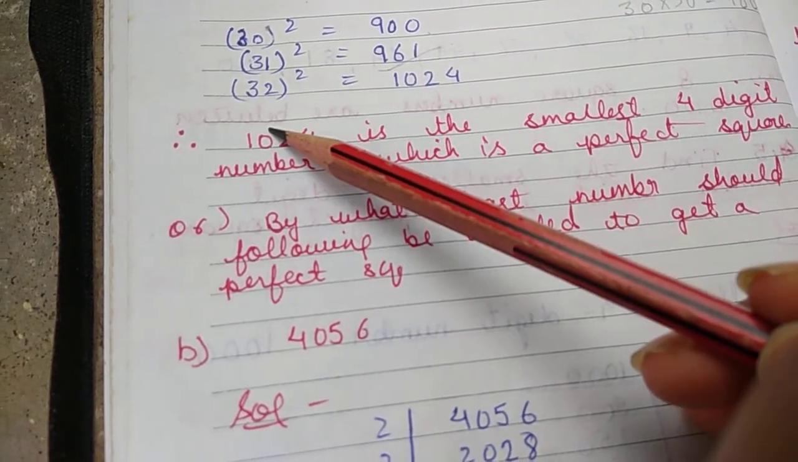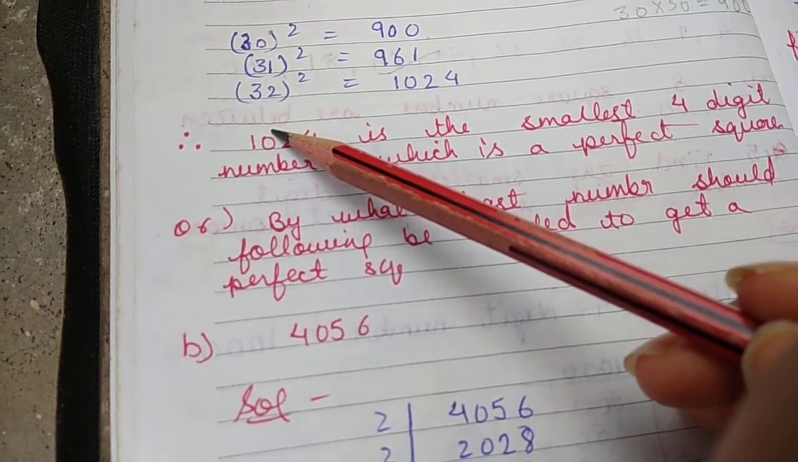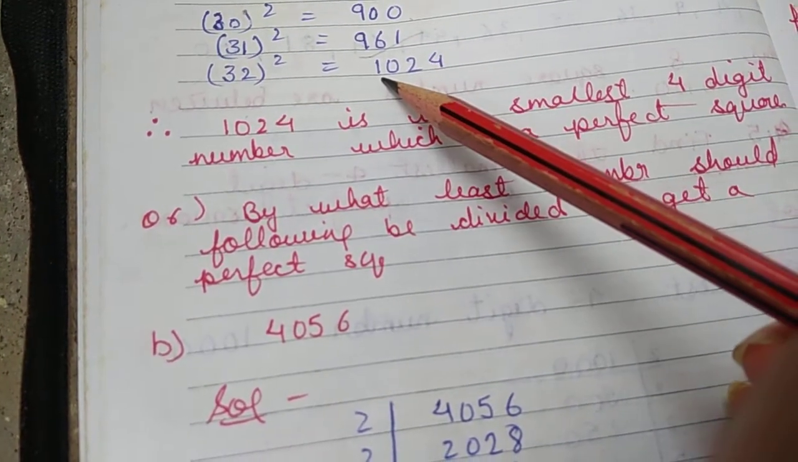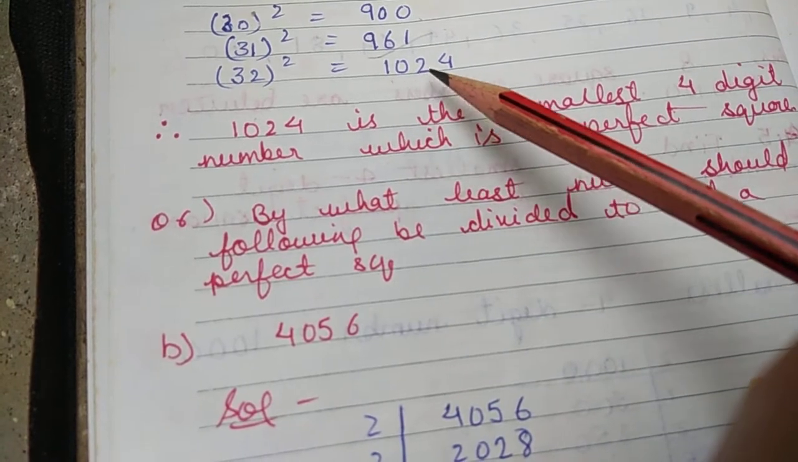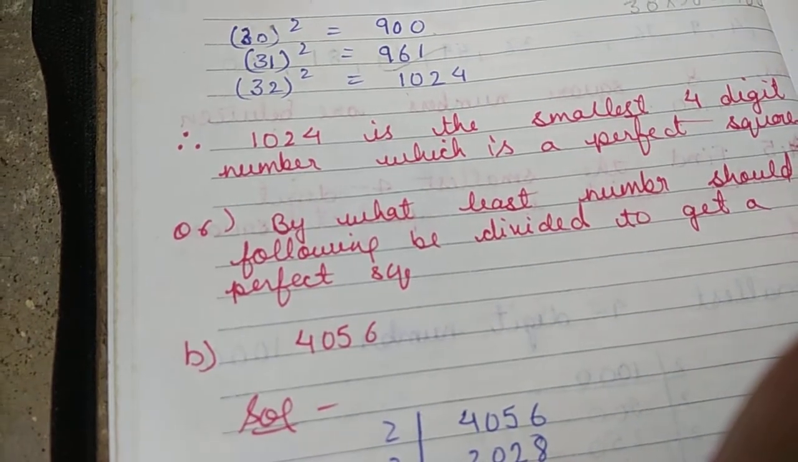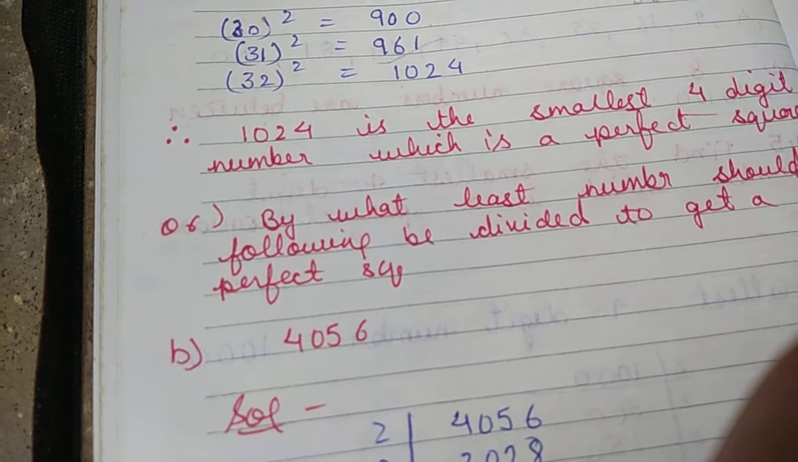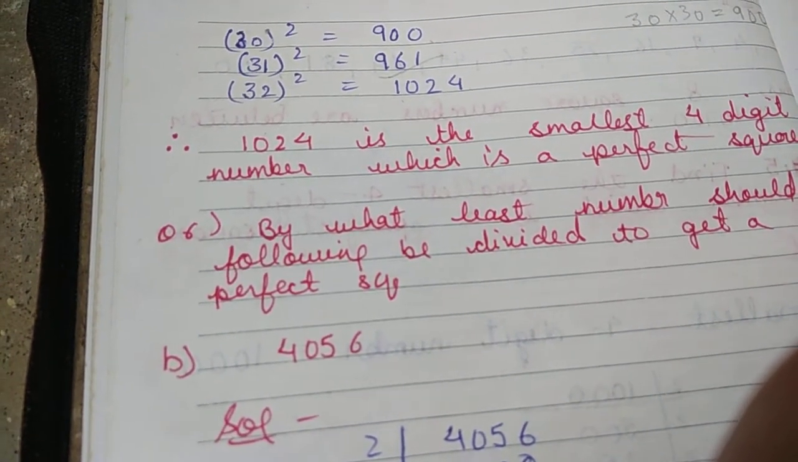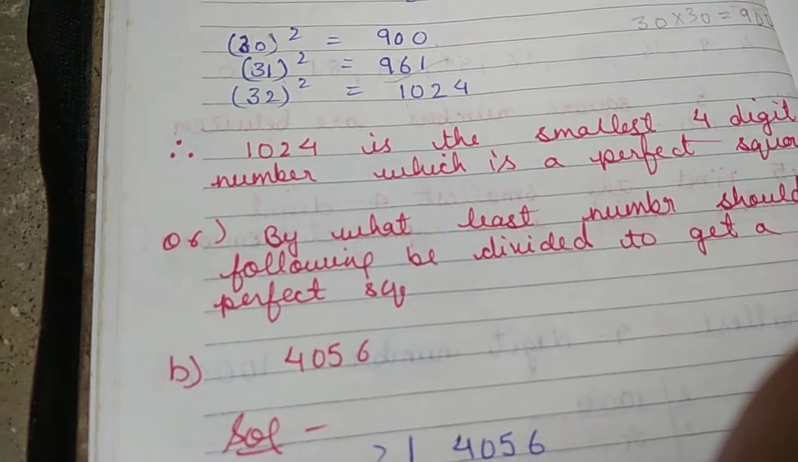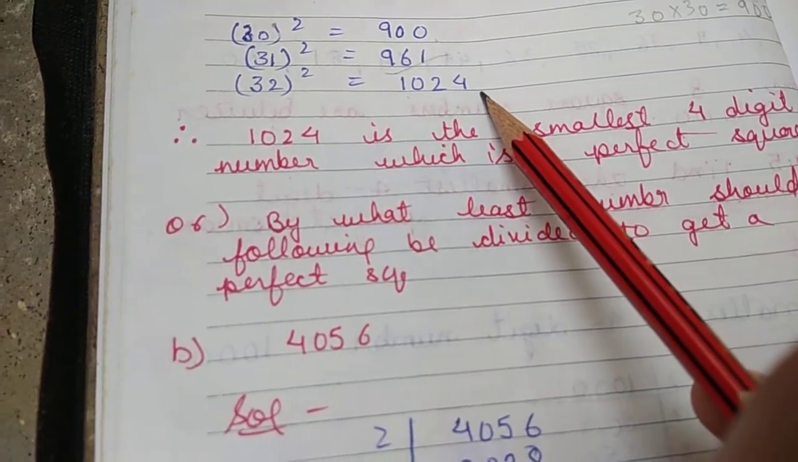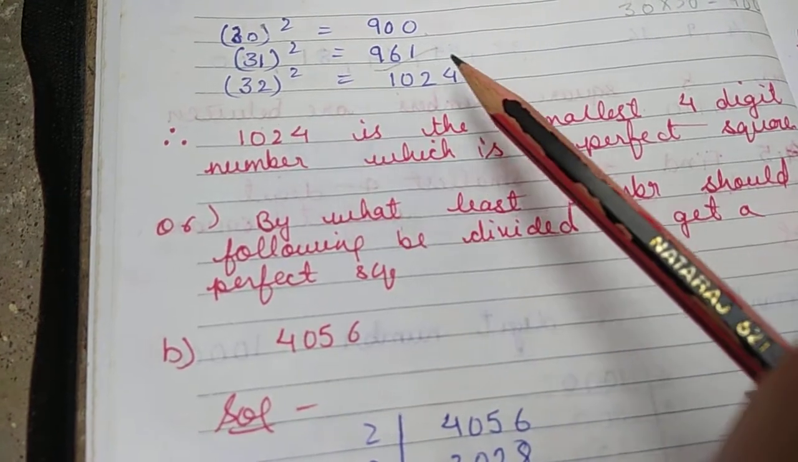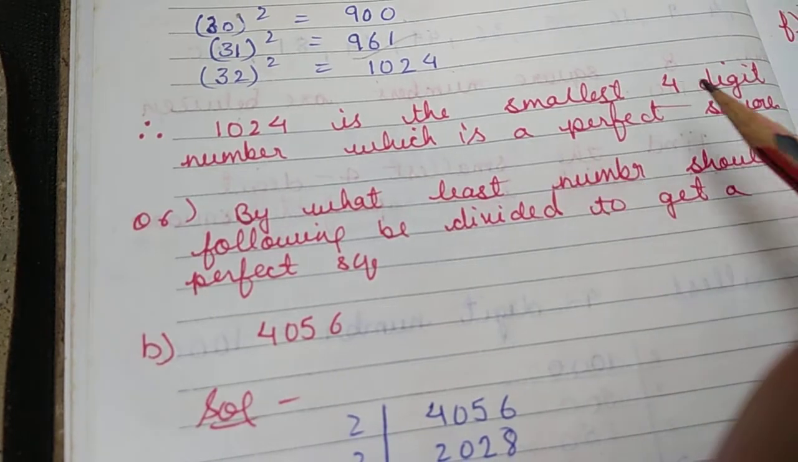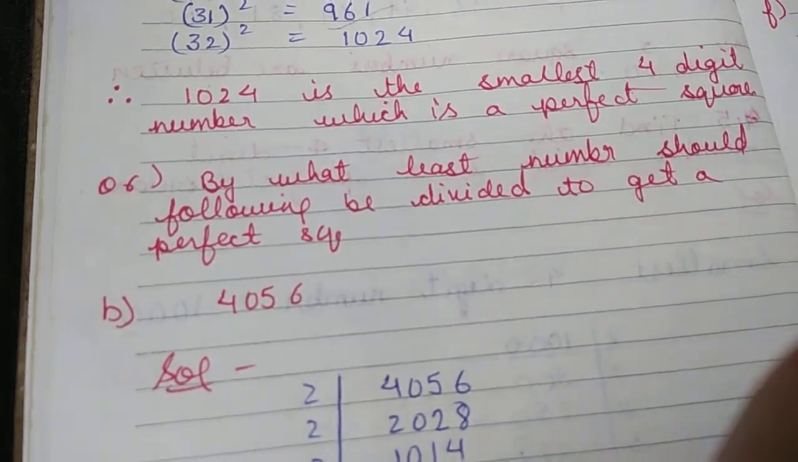Then move to the next number, which is 32. If you multiply 32 by itself, what will you get? 1024, which is a 4-digit number. 1000 was the smallest 4-digit number, but that was not a perfect square number. We have to find the smallest 4-digit number which is also a perfect square. So 1024, which is the square of 32, is a perfect square number. Therefore 1024 is the smallest 4-digit number which is a perfect square.